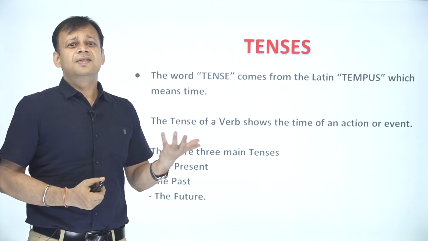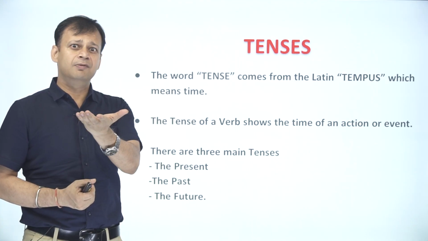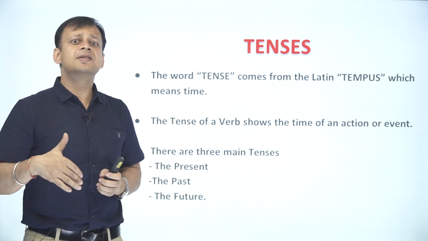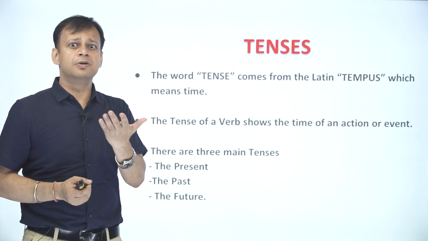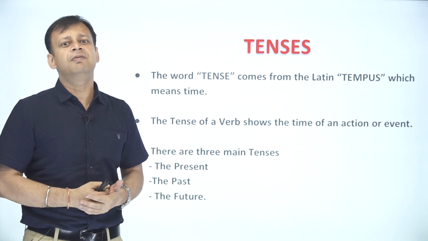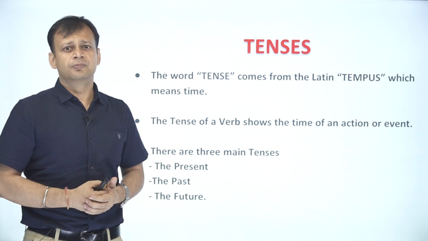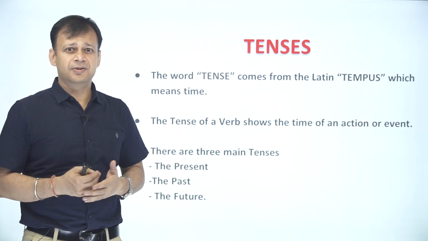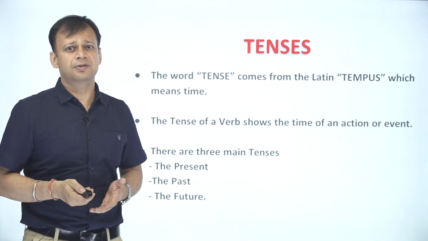Now let us have a look at the tenses. You have understood what is the subject, the helping verb, and the main verb, and all of them are used to express something which is happening at a particular time. The word tense comes from the Latin word tempus, which means time. The tense of a verb shows the time of an action or event. There are three main tenses: the present, the past, and the future. Something which is happening at the moment is the present tense, something which already happened is the past tense, and something which is going to happen is the future tense.